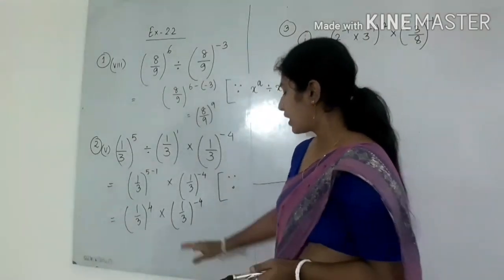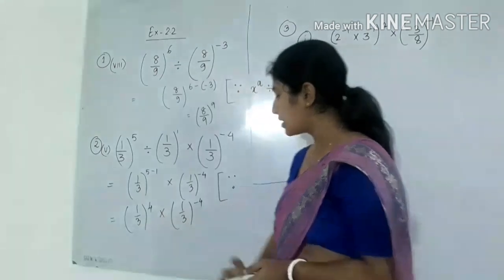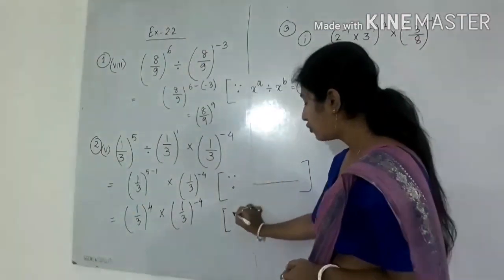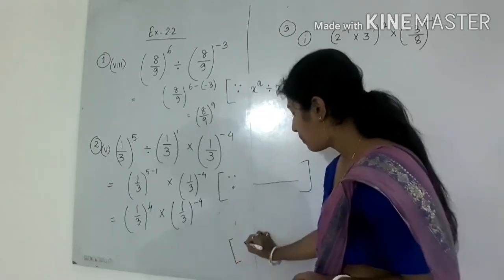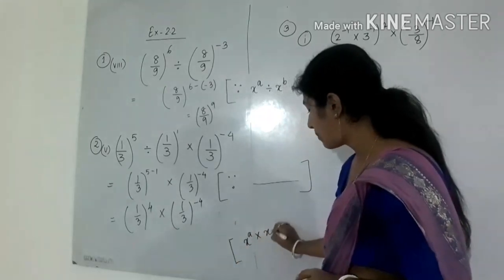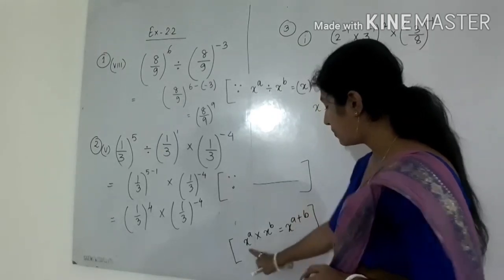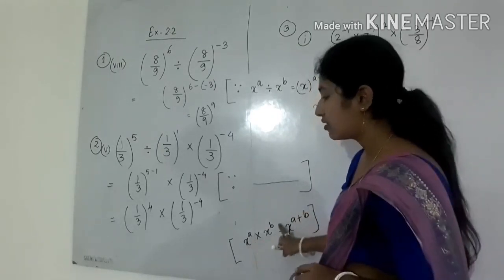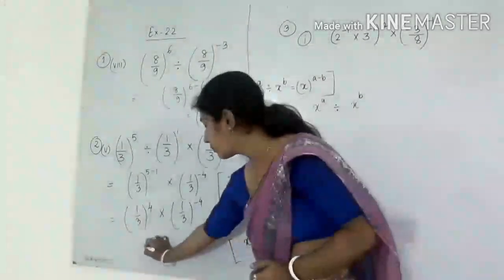So see here, again the base is same and a multiplication symbol is there. So which law do you have to apply? You have to write x to the power a into x to the power b is equal to x to the power a plus b. So the base is same, the power is different, so you have to add the powers. That means the final answer will be what?